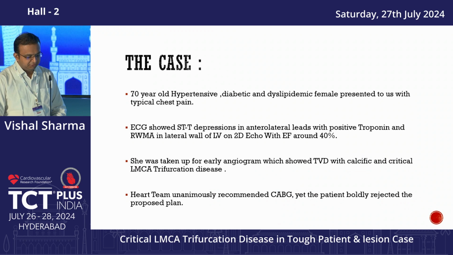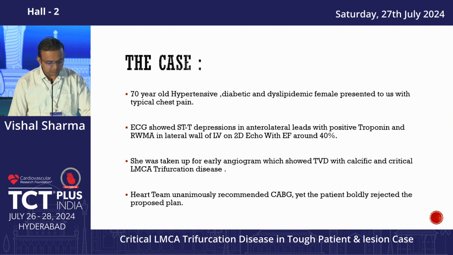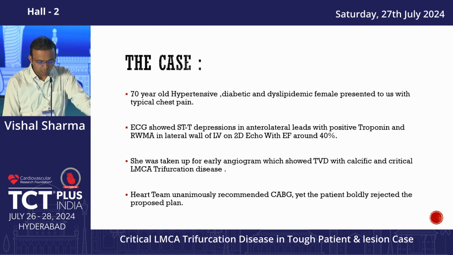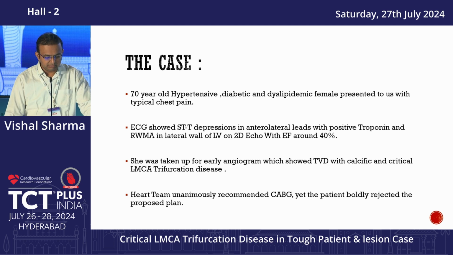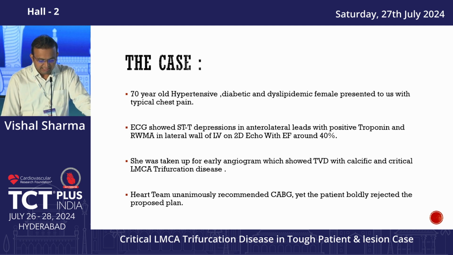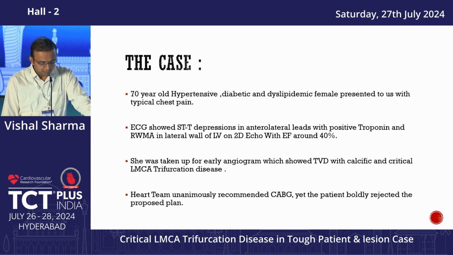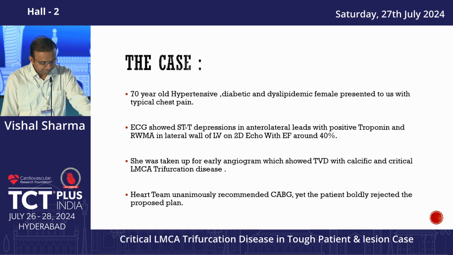My case is a 70-year-old hypertensive, diabetic and dyslipidemic female who presented to us with typical chest pain. ECG showed ST depressions in the anterolateral leads, positive troponin, regional wall motion abnormality in the lateral wall of the LV with the EF around 40%. Considering the higher risk, we took her up for early angiogram and it showed triple vessel disease, calcific and critical LMCA trifurcation.